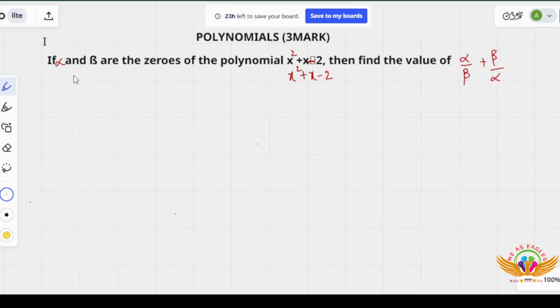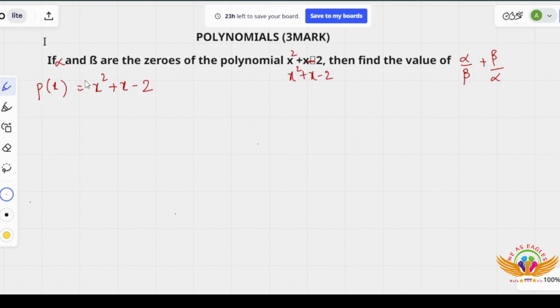Yes, and here we go with another 3 mark question from the chapter polynomials. The question is: if alpha and beta are the zeros of the polynomial x square plus x minus 2, then we need to find the value of alpha by beta plus beta by alpha. Let us write down the polynomial that is given. P of x is given as x square plus x minus 2.